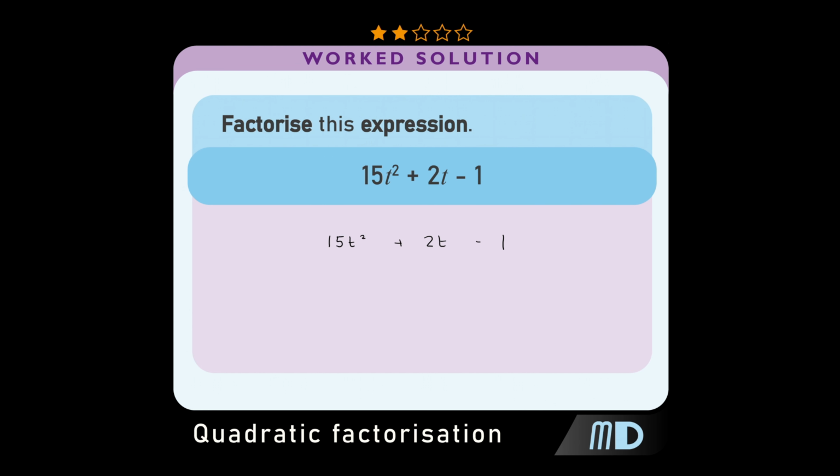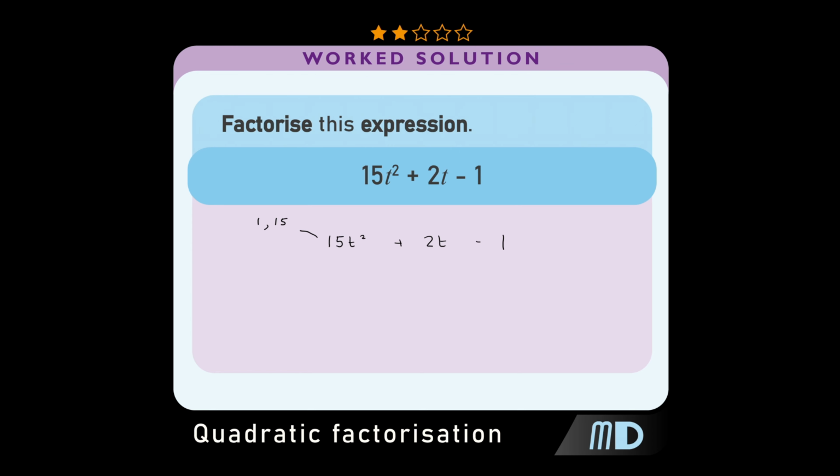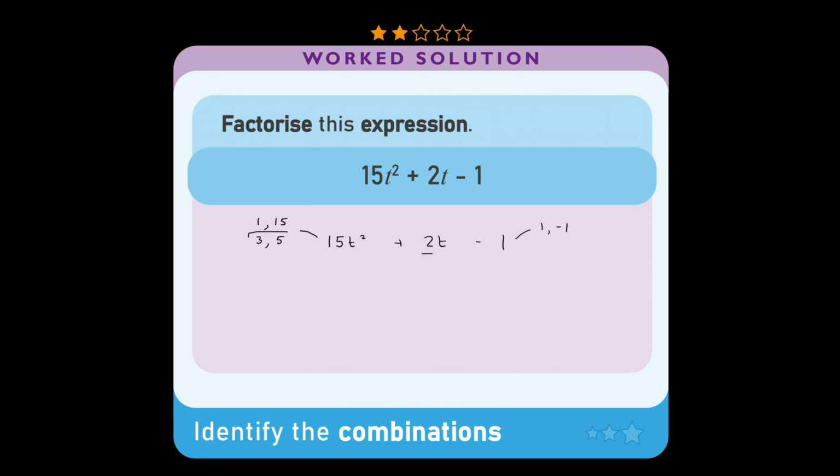Factor pairs of 15 are 1 and 15 and 3 and 5. Factor pairs of minus 1 are 1 and minus 1. The middle term has a coefficient of 2, so we need factors with a difference of 2, which in this case is 3 and 5.